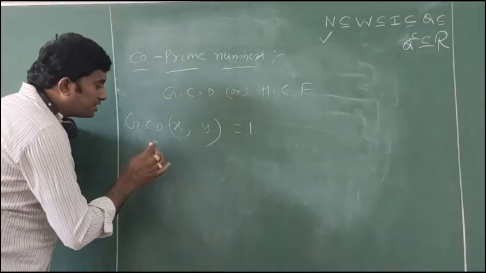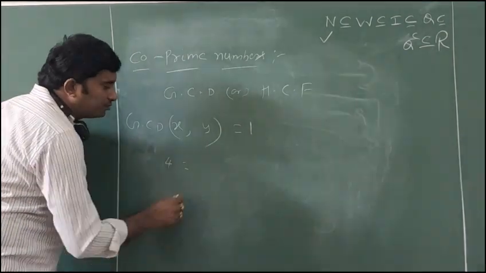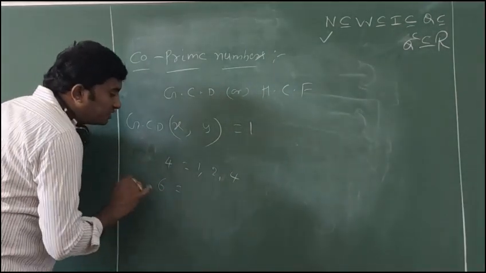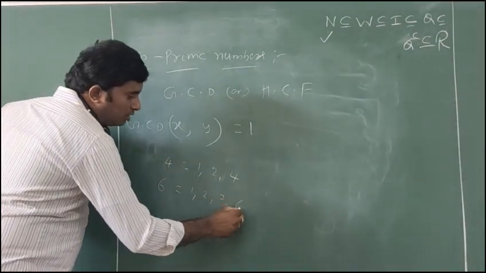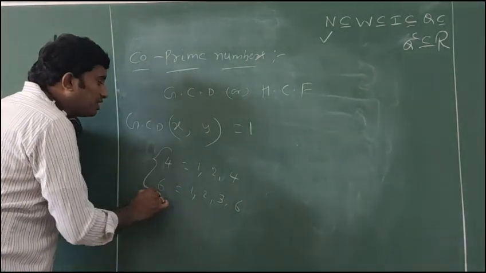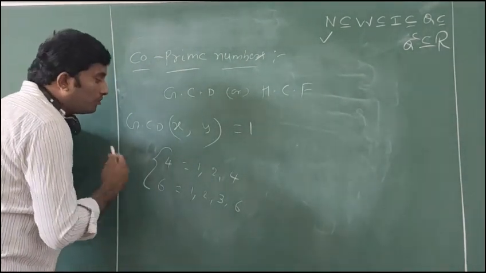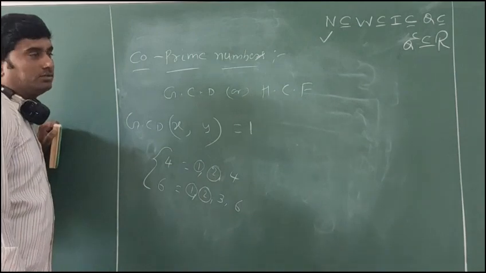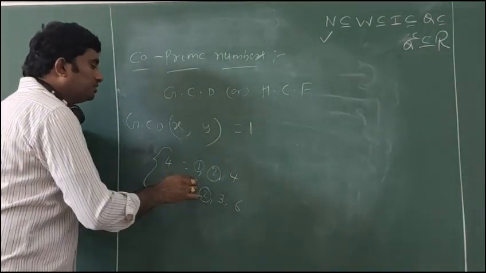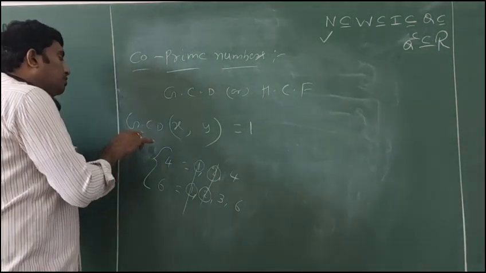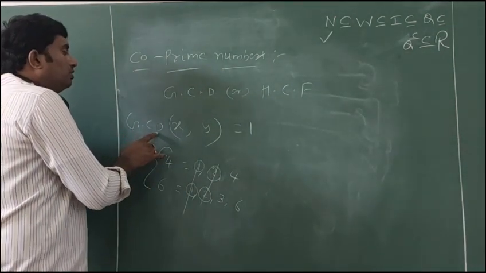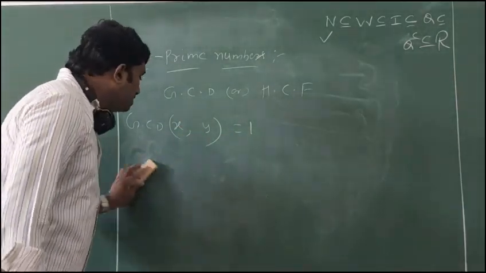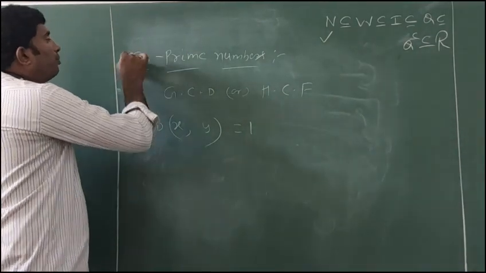First of all, common factors means, you see, what are the factors of 4? 1 is a factor, 2 is a factor, 4 is a factor. Next, what are the factors of 6? 1, 2, 3, 6. What are the common factors of 4 and 6? 1 is the common factor to both. 2 is also a common factor. So that is the meaning of common factors. We write all the factors and we can pick the common ones. So if the greatest common divisor of two numbers is 1, then the two natural numbers are called co-prime numbers.